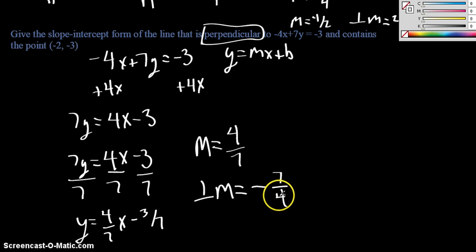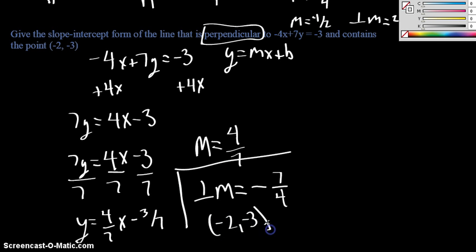It still doesn't answer my question, because my question asks for the slope-intercept form of the line that is perpendicular and contains the point -2, -3. So now, let's make sure we have this, and we have the point. It has to go through -2, -3. So it's just now like the problems we did a lot earlier, where we're given a point and we're given a slope. So I want to go again and rewrite this.